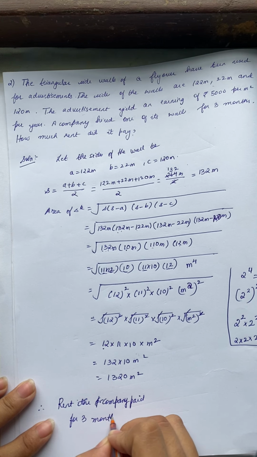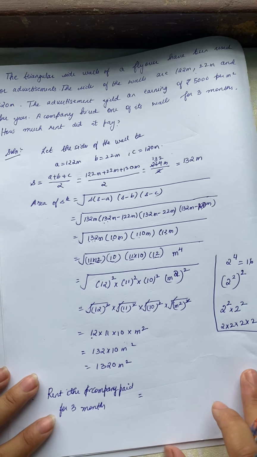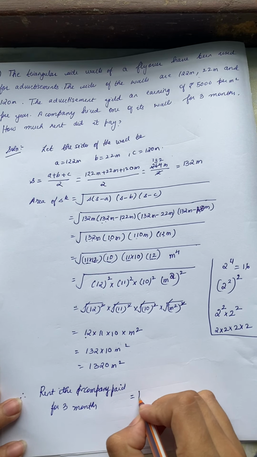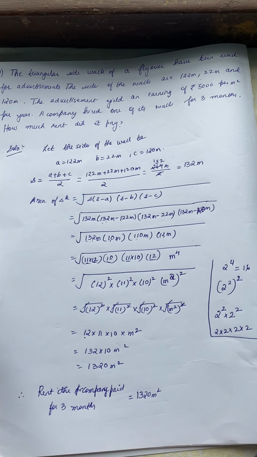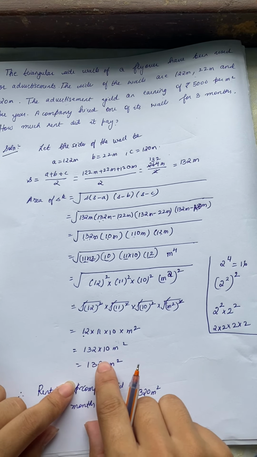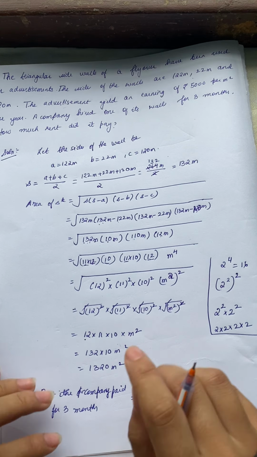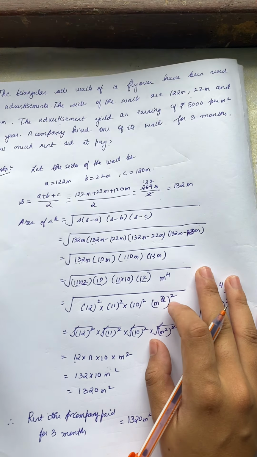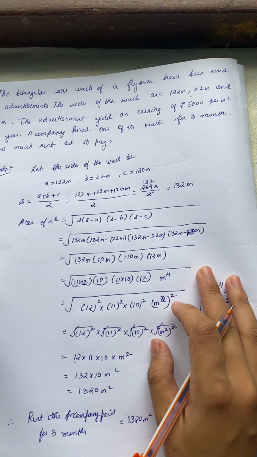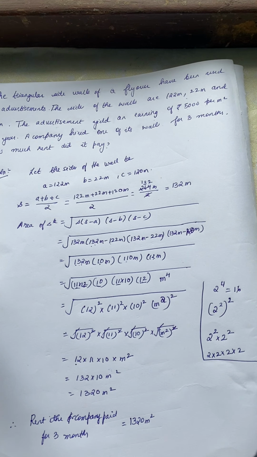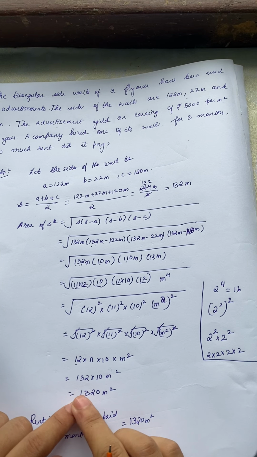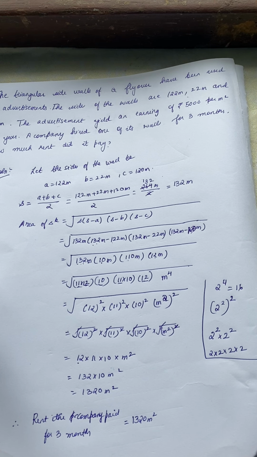Now you look at this. This is interesting. So this is the area of the triangle. Now this is 1320 meters square. We're asked to find how much rent it will pay for 1320 meters square. Clear? But per meter square, that means 1 meter square costs how much? 5,000 per meter square. Think of it this way: one orange costs 10 rupees. So how much will 20 oranges cost? Are you clear with that?